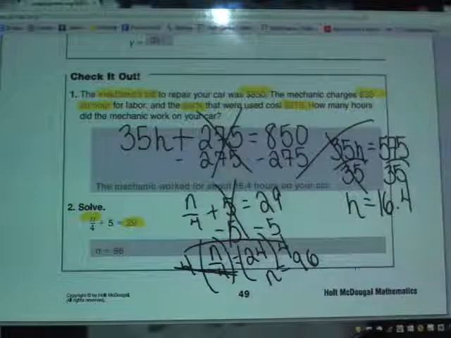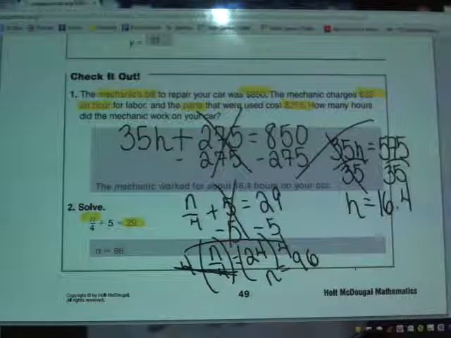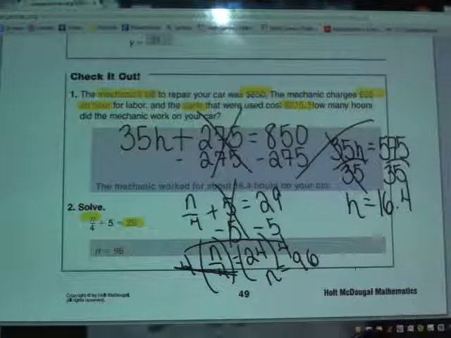And indeed, 96 divided by 4 plus 5 is indeed 29. 96 divided by 4 is 24. 24 plus 5 is 29. The left side equals the right side. The equation's check.